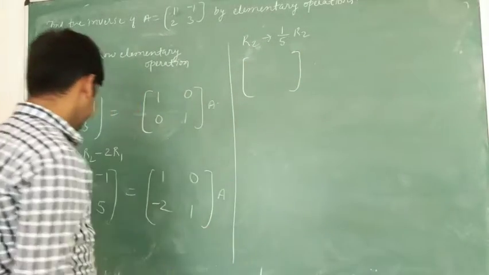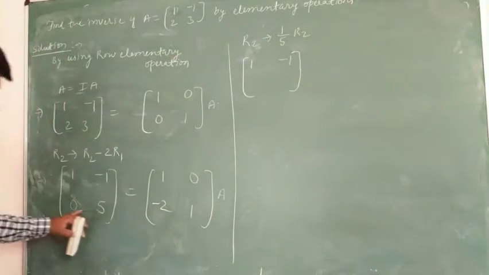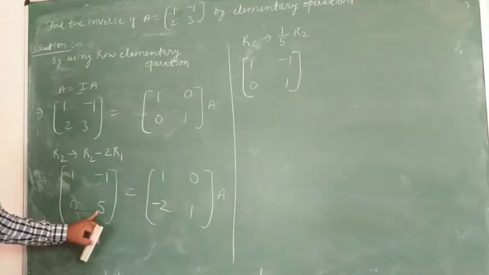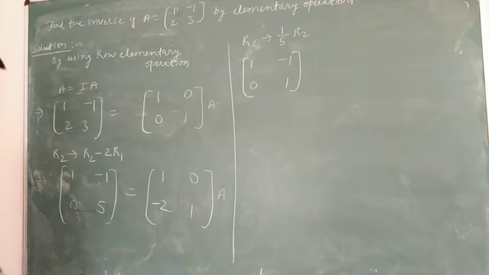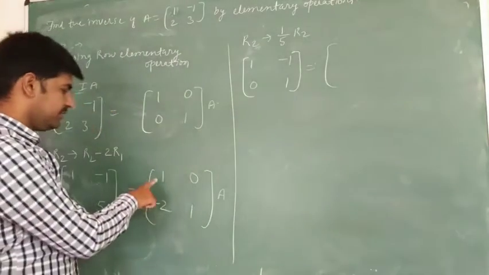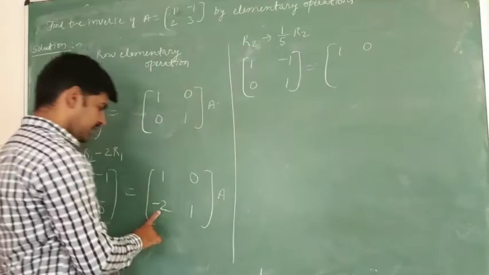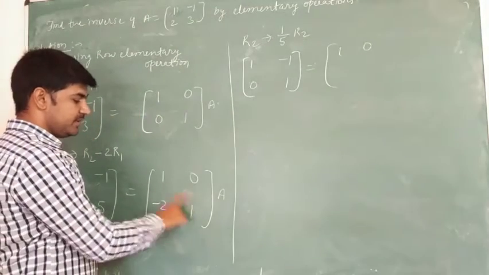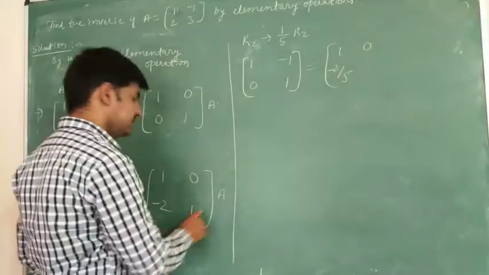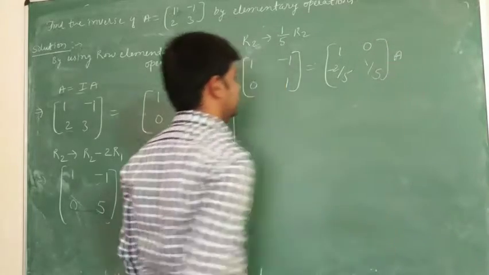When we apply, the R1 will remain R1 only, so 1, minus 1. This is to be multiplied by 1 upon 5, so 0 and 1 it is, as 5 multiplied by 1 upon 5 is 1. Is equal to, this side R1 will remain R1 only, so 1, 0 as 1, 0. Okay, and R2, what is to be done? This is to be multiplied by 1 upon 5, so it is minus 2 upon 5, and this is 1 upon 5, and times A is what I can write.